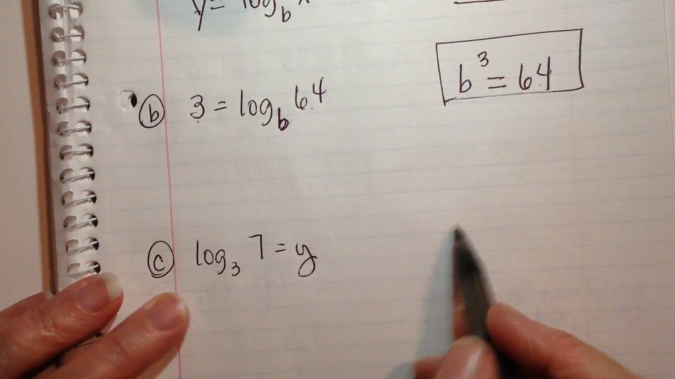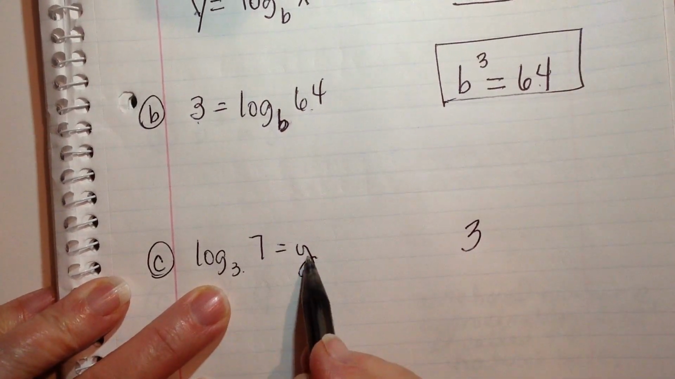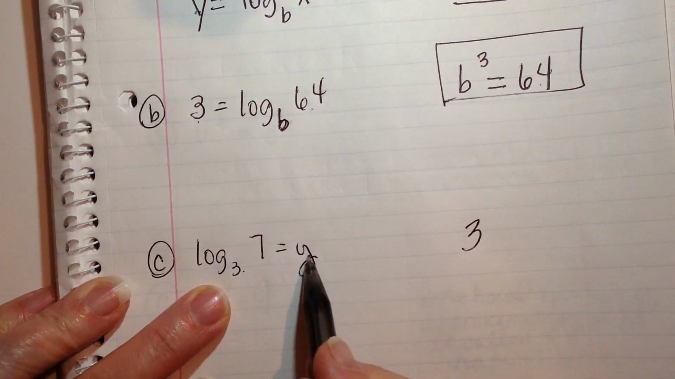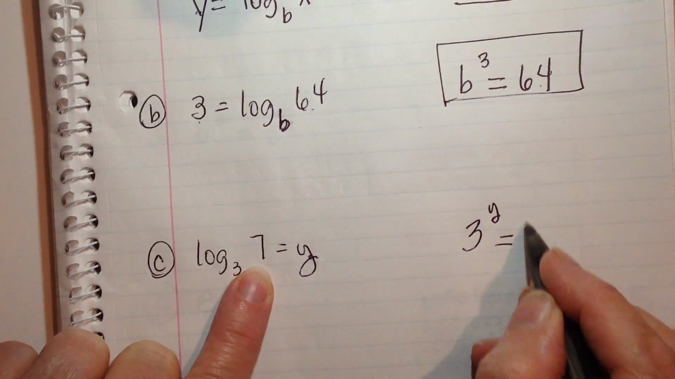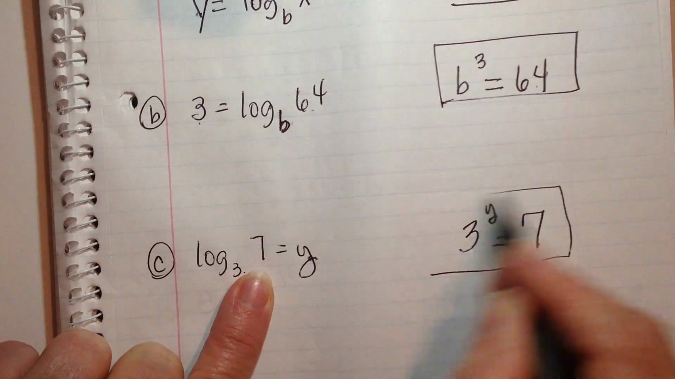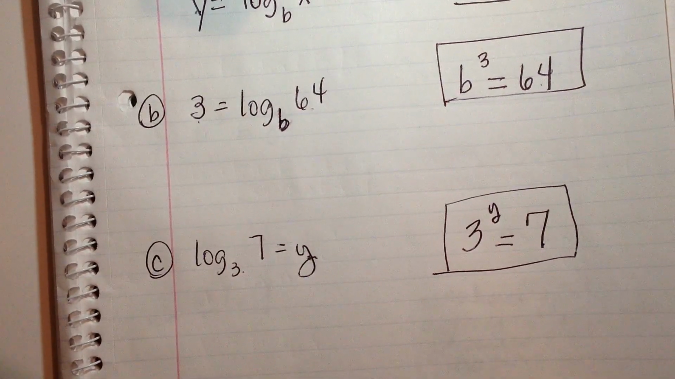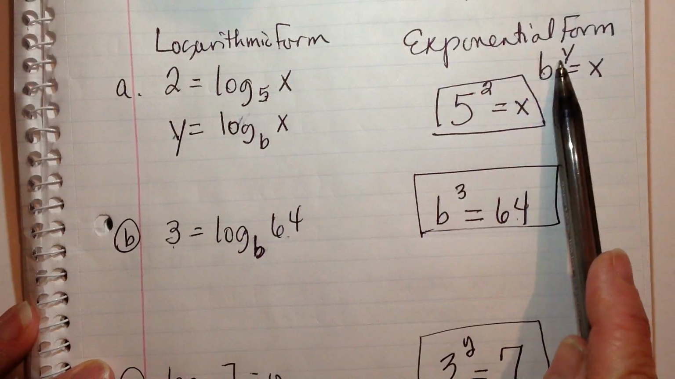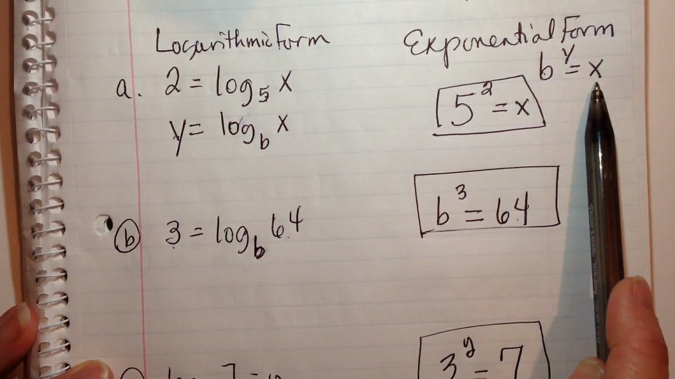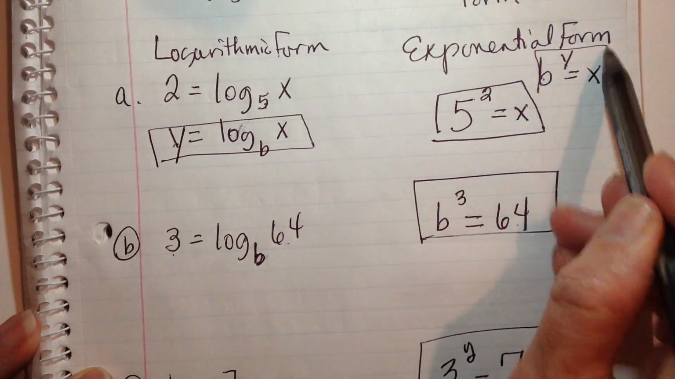All right, let's go to C. We're going to exponential form. My base is 3, raised to my exponent, which is on the other side of the equal sign, y, equals x. Who's in the x position? That's 7. So in converting logarithmic to exponential, you change logarithmic to base to the exponent equals x, going from this form to this form.